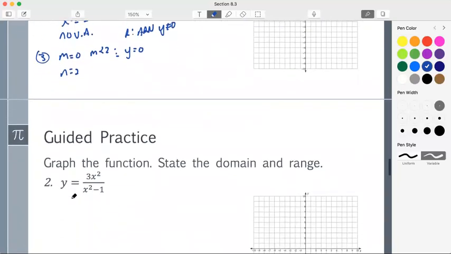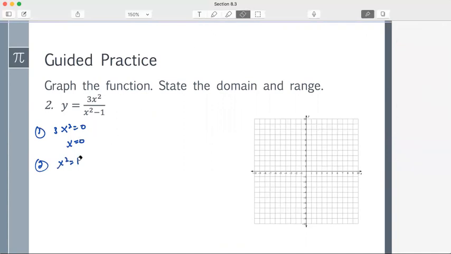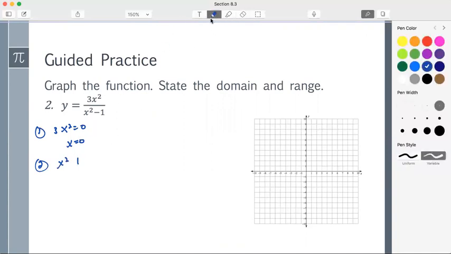All right, number 2. So first step, we set the numerator equal to 0. We're solving, we get x equals 0. That's your x-intercept. Step 2, we set the denominator equal to 0. That should be x squared minus 1 equals 0. So we have (x plus 1)(x minus 1) equals 0. So you have x equals -1 and x equals 1 as your vertical asymptotes.